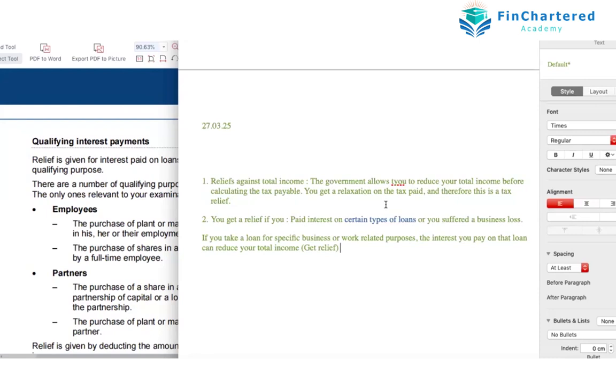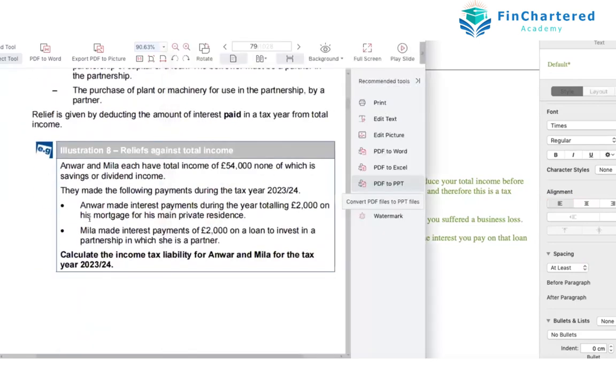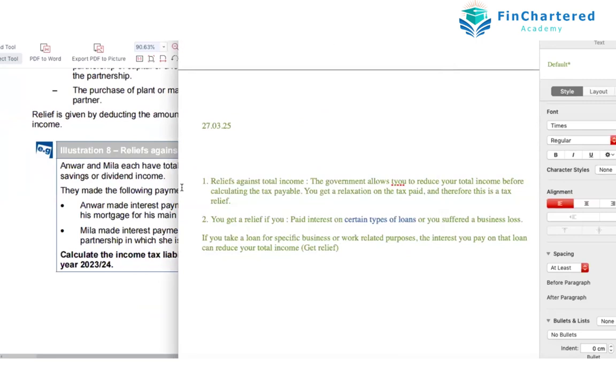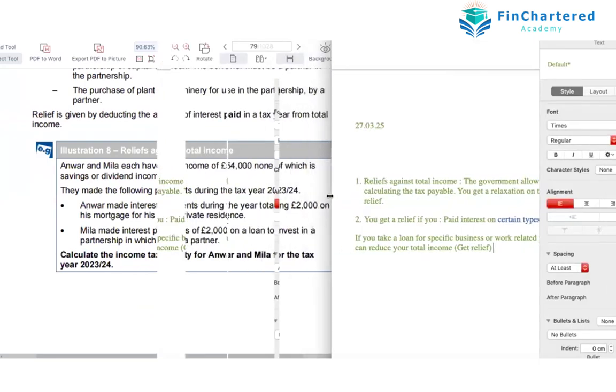Life is easy, life is good. Can we now look at the sum? Anwar and Mila each have total income of 54,000, none of which is savings or dividend income. They made the following payments during the tax year. Calculate their income tax liability.